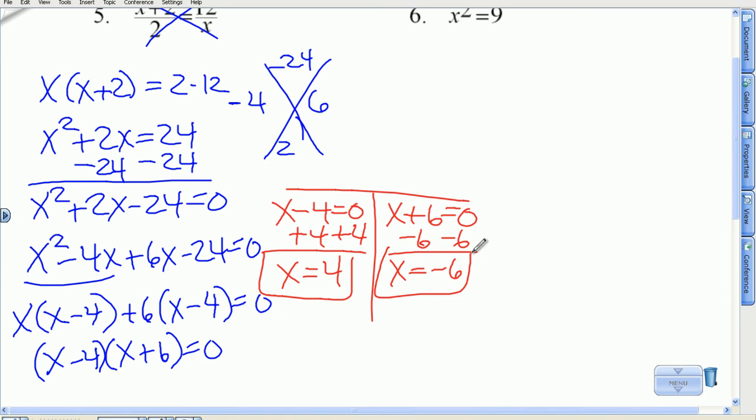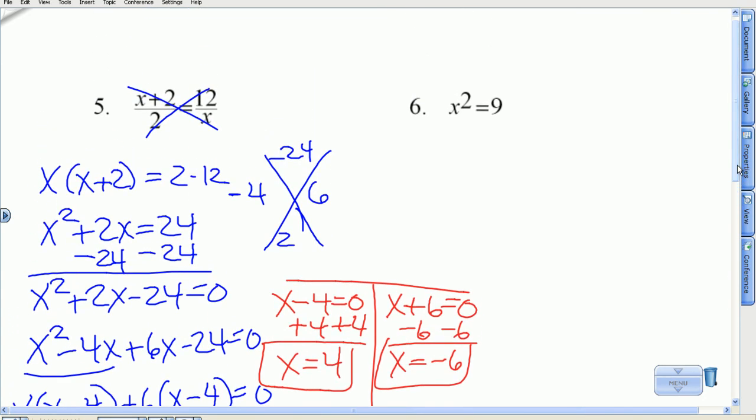Now, problem 6 is a question right off of the chapter review. So you do not have to go through this process to solve it. We're going to take the square root of both sides just like we did. We'll say x is equal to plus or minus 3.